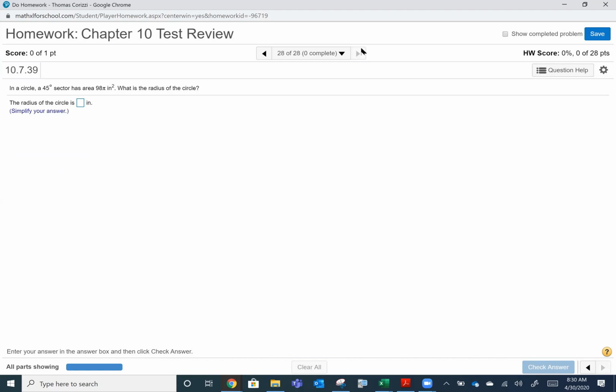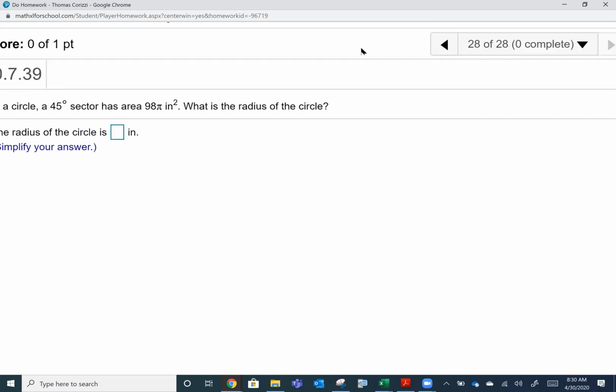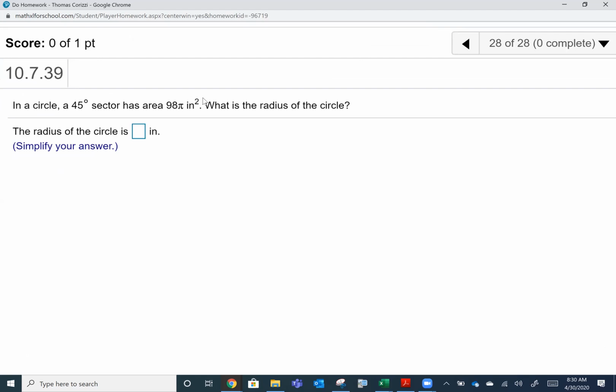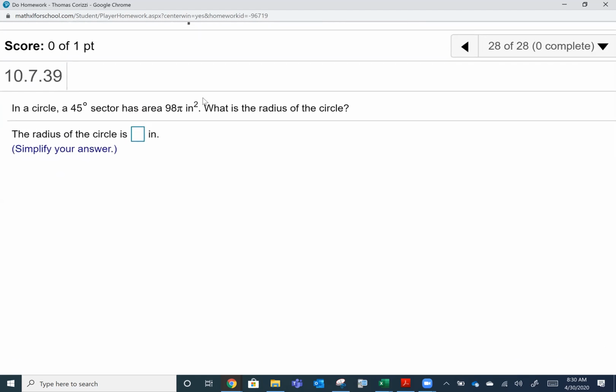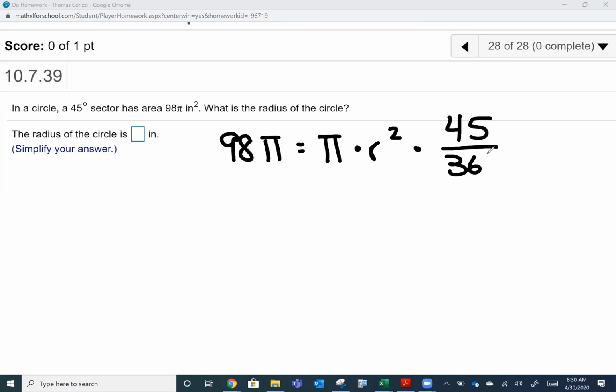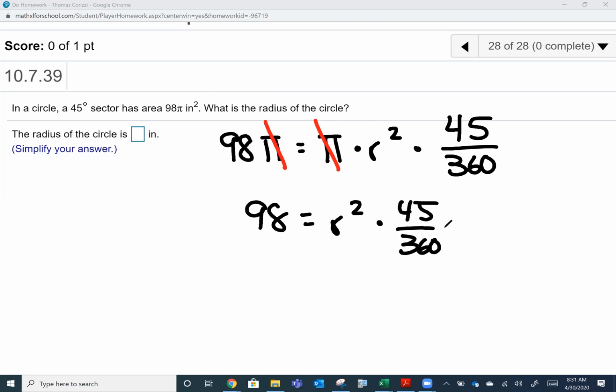And this last problem, they're telling you what is the sector area. So my sector area is 98 pi. And they want us to solve for the radius. So then when I plug this into the formula, I've been given all of this information. To solve this, the pi's cancel out, and I'm left with 98 equals radius squared times 45 divided by 360.